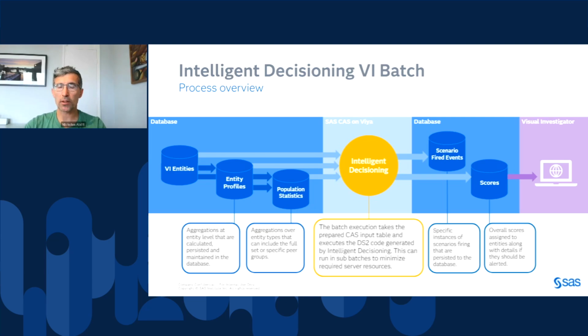That then goes through intelligent decisioning. For batch execution, that's executing in CAS. The output then is persisted to the database in the post-processing code. Each of the scenarios that are fired, whether it's included in an alert or not, gets saved to the database, so we have a complete set of scenario fired events available. And where we've got a flow that we want to actually raise alerts for, and we've got an overall score assigned to that entity, that's also saved to the database. And then where the threshold is reached, those scored entities are sent to Visual Investigator as alerts.